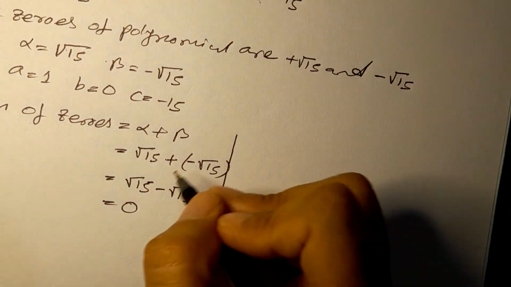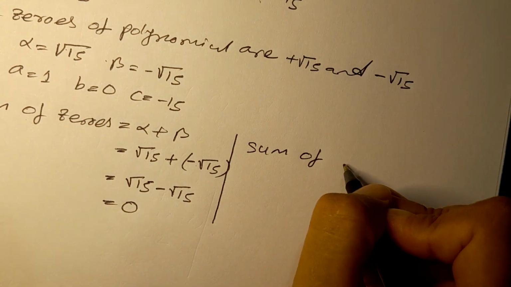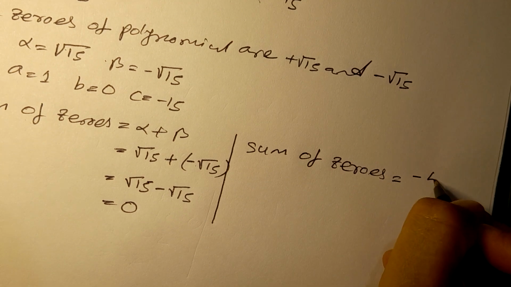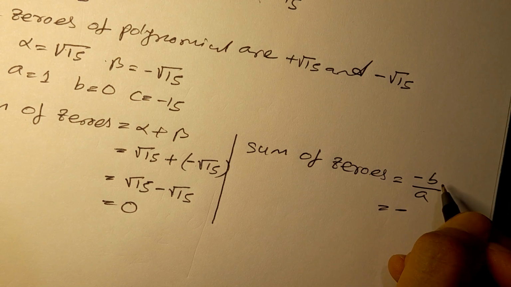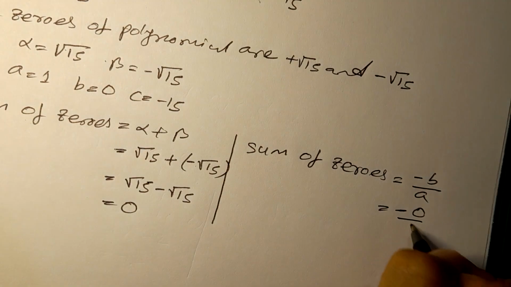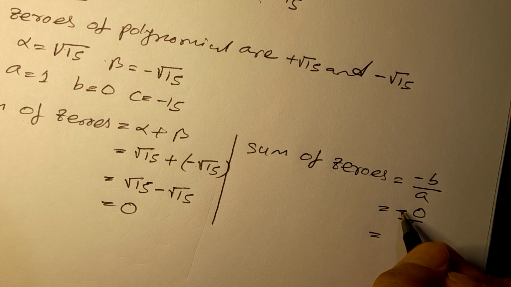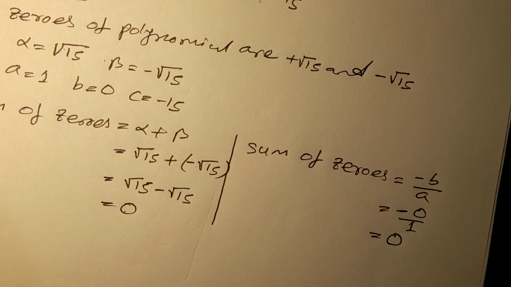Now by the formula, sum of zeros. What is the formula? It is minus b by a. Now what is the value of b? Nothing is there, so the value of b is 0. 0 divided by a, which is 1, is how much? If you divide 0 by any number, it will always give 0. Positive or negative also, it doesn't matter, it will always give 0. So we got 0 here, and here also we got 0. So the sum of the zeros is verified. Now come to the product of zeros.